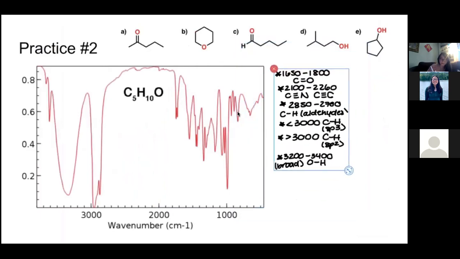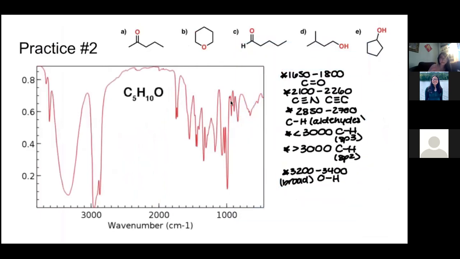All right, now to our next example. So same thing as before, ignore the fingerprint region. Let's look at our peaks. These are kind of short. I'm going to go ahead and discount them for now. If you're not sure, like I mentioned, go for the things that seem pretty obvious. So this big guy, this guy.